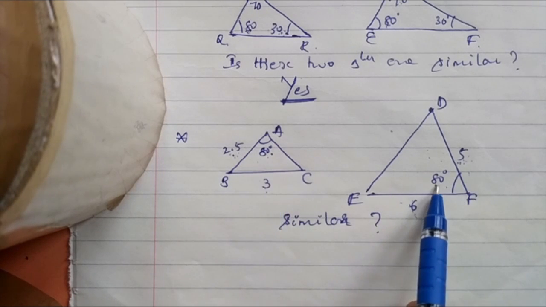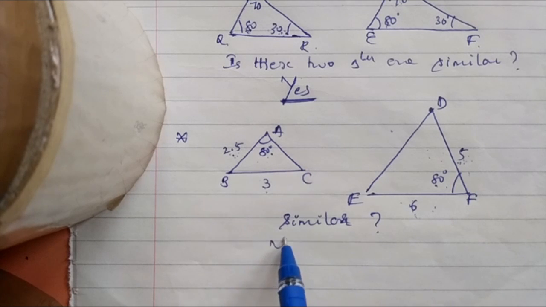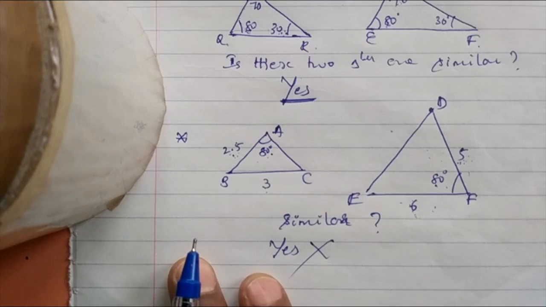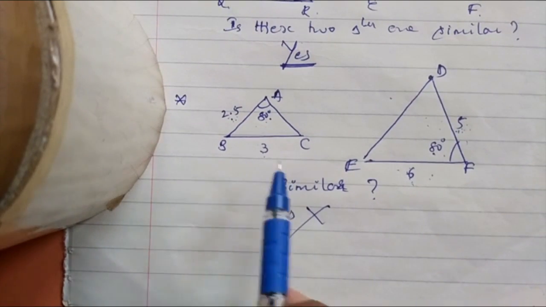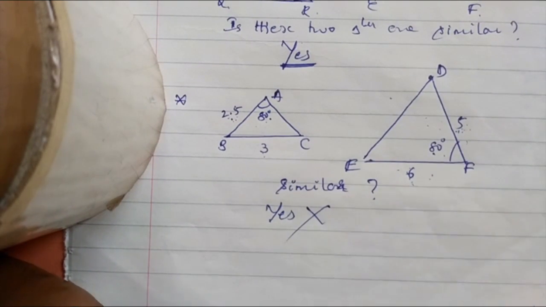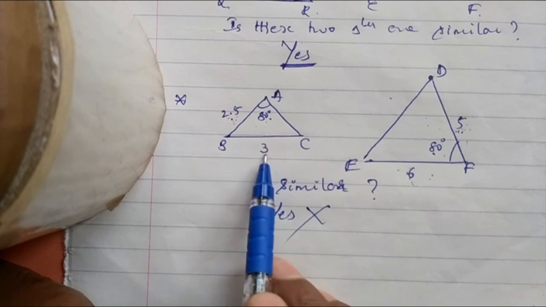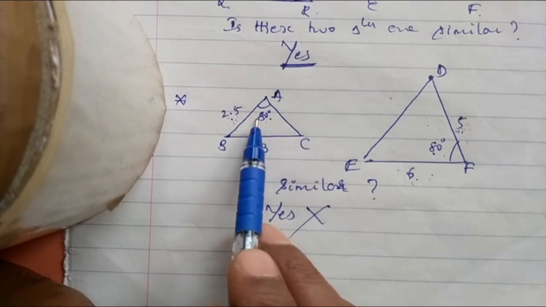And 80 degrees is equal to 80 degrees. Then what do we write? We write the answer: these two triangles are similar. Actually it is wrong. How? So look, our assumption was correct. 2.5 becomes 5, doubled, 3 becomes 6, doubled, correct. 80 degrees equal to 80 degrees.